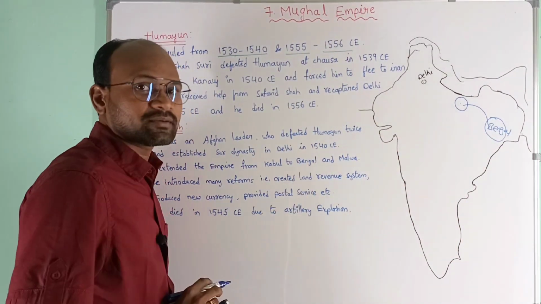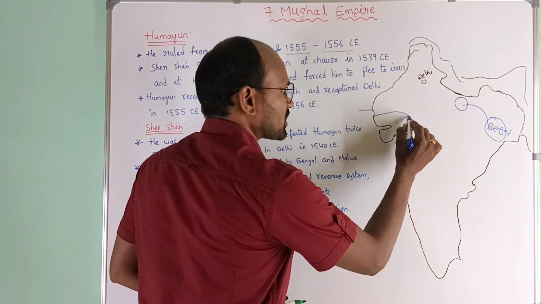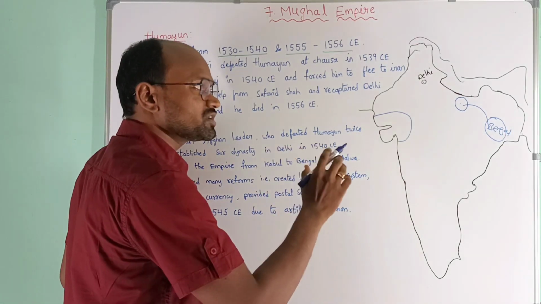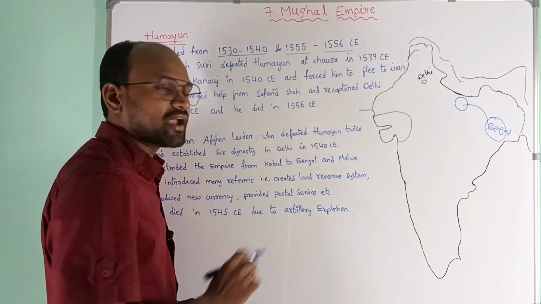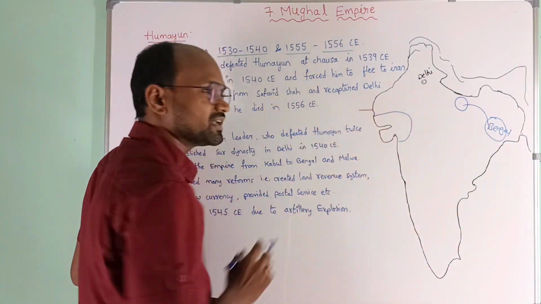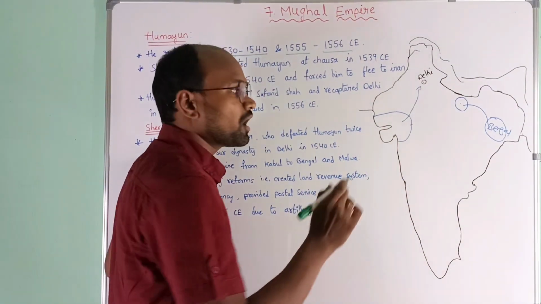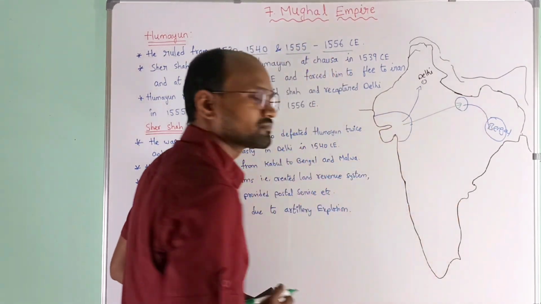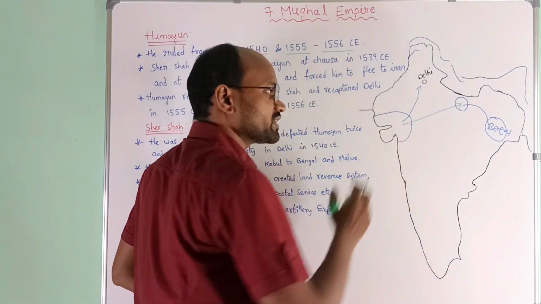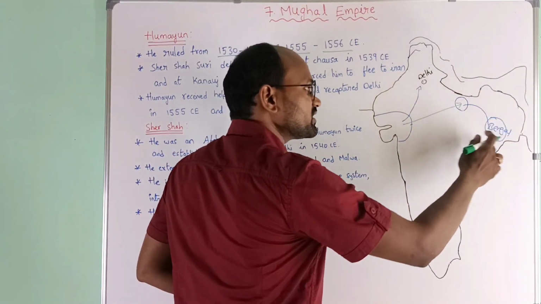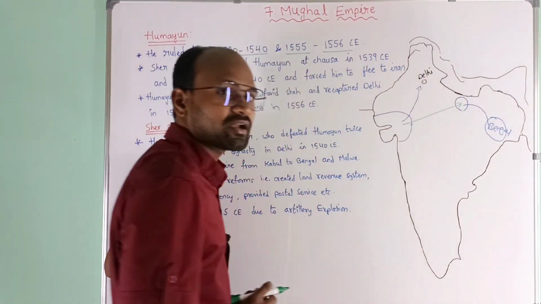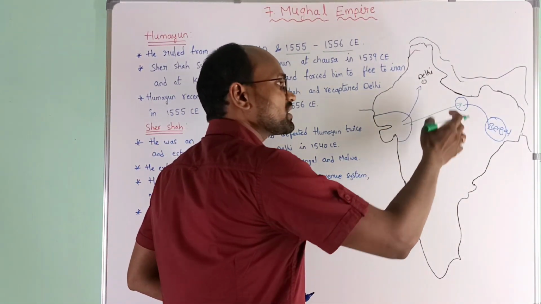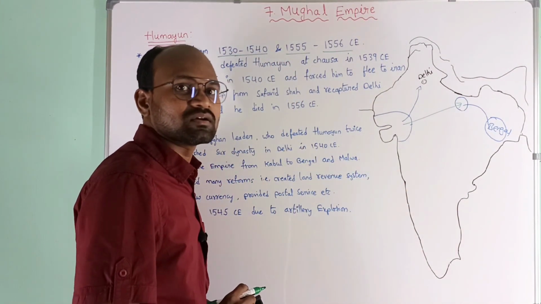During this time, there was another ruler in Gujarat. His name was Bahadur Shah. Bahadur Shah posed a threat to Humayun, and he threatened to occupy Delhi. This Bahadur Shah also gave subsidies to Sher Shah Suri. So with the help of these subsidies, Sher Shah Suri was able to consolidate his power in both Bihar and Bengal.